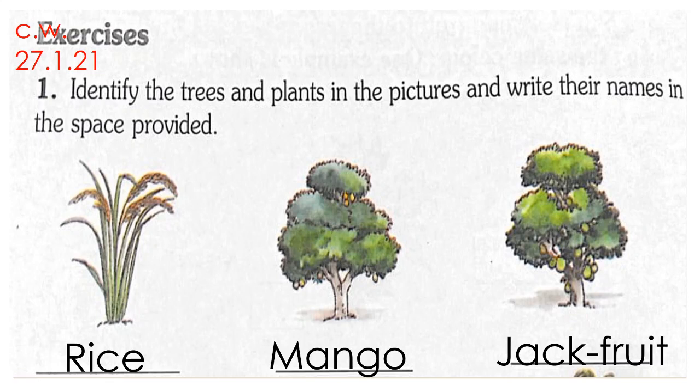Mango we have to write here, and as this is a jackfruit tree, so we have to write jackfruit here. If you look at your book, page 12, you can see the words are given below. Mango, jackfruit, pine, coconut, wheat and rice. As the names are given, so we have to use these names.